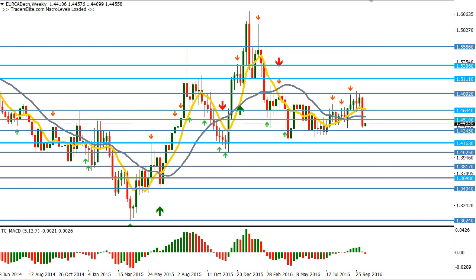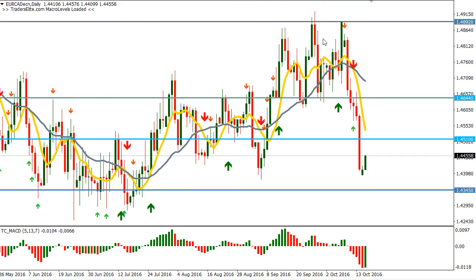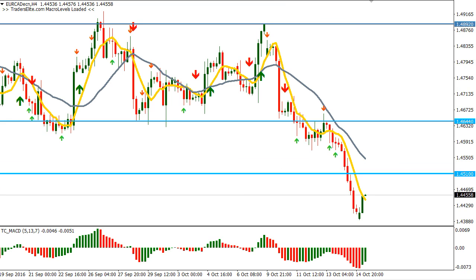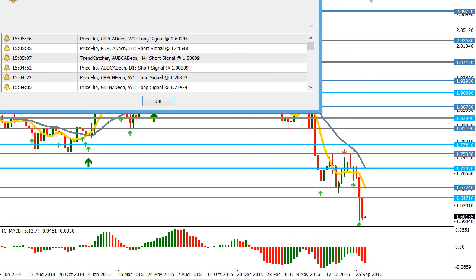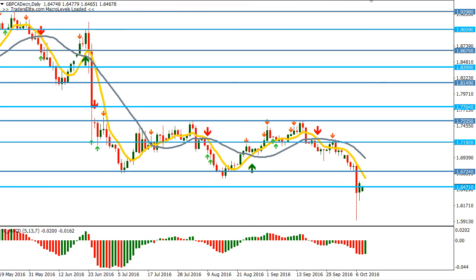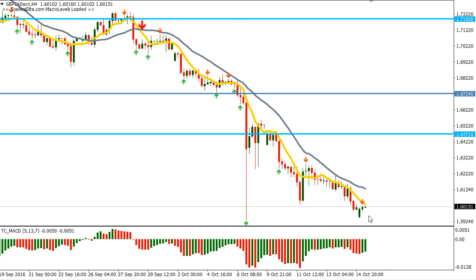Euro CAD, we're looking at a bit of a mixed situation over here, sort of sideways on the weekly and looking down on the daily and down on the 4 hour. Pound CAD also very much to the downside on the weekly, down on the daily and down on the 4 hour. So if we can see a rally move up, then it could be a potential setup for a new trade to the downside.